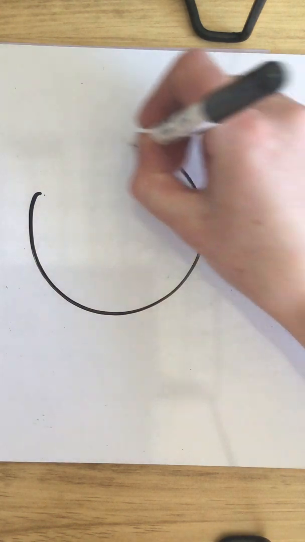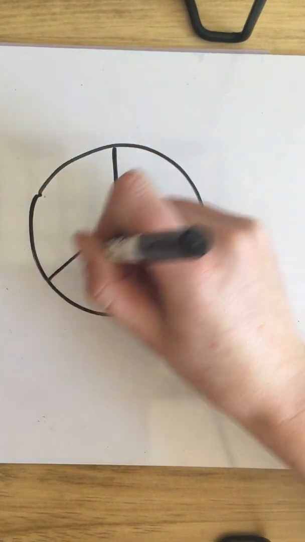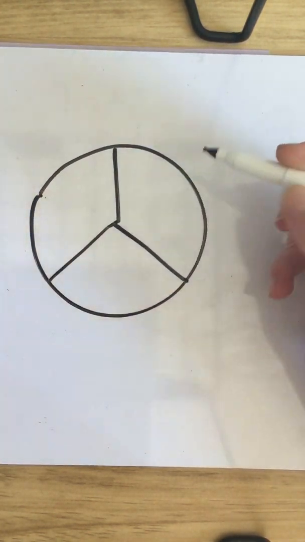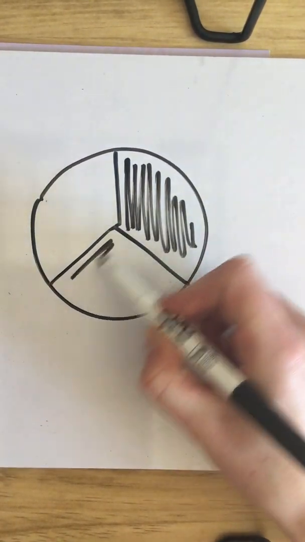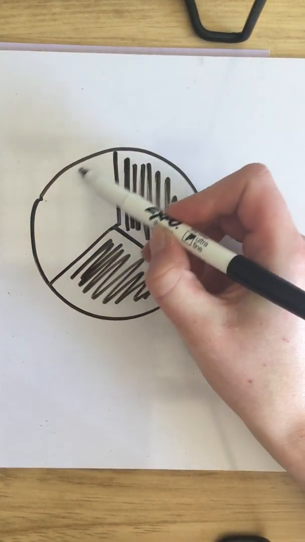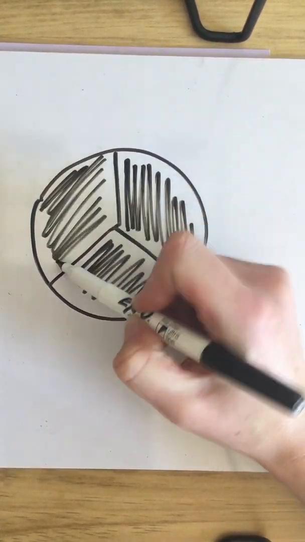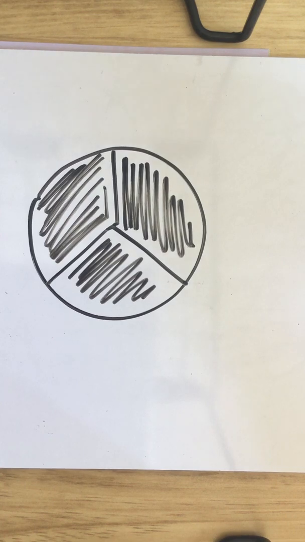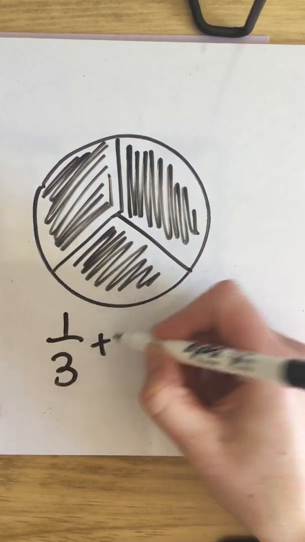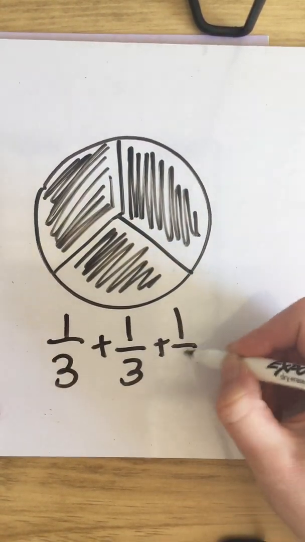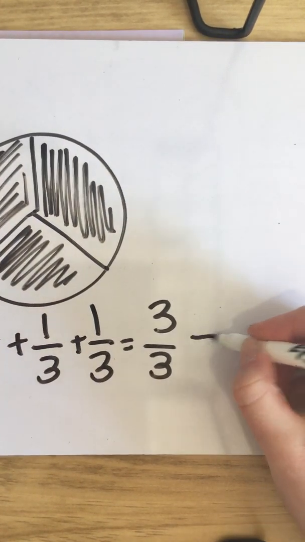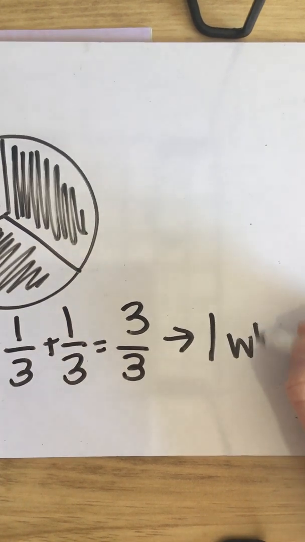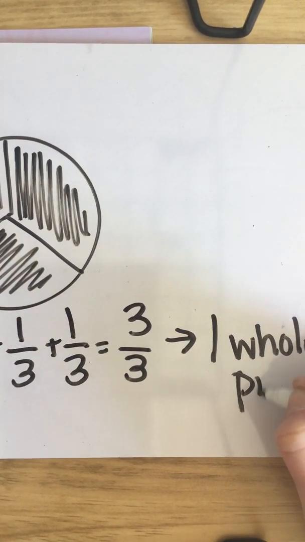If I had a pizza and I divided it into 3 equal groups, and I ate this slice, and I was so hungry that I ate this slice, and I was so hungry that I ate this slice. How much of the pizza did I eat? You're right, I ate 1/3 plus 1/3 plus 1/3 equals 3 out of 3 pieces, or is the same as 1 whole pizza.